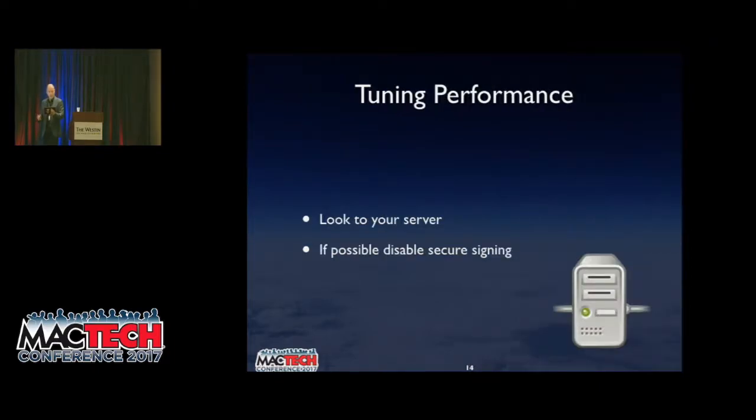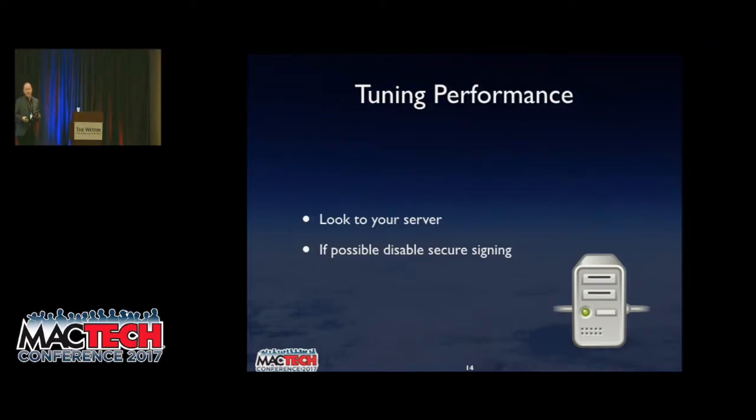What else do we have here? Okay, so tuning performance. If you're running a Mac OS server, you're running AFP, that's one thing, but what you're going to find in most environments today is you're going to find SMB file shares, right? SMB file shares, usually running on a Windows server.